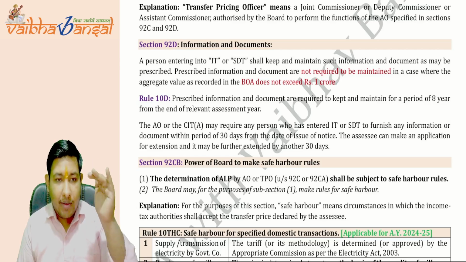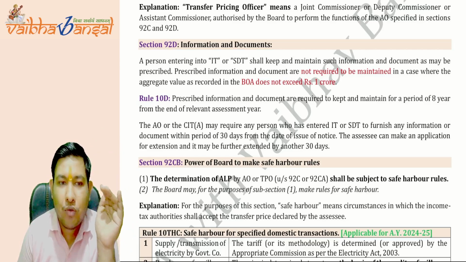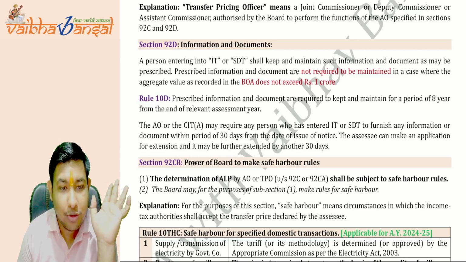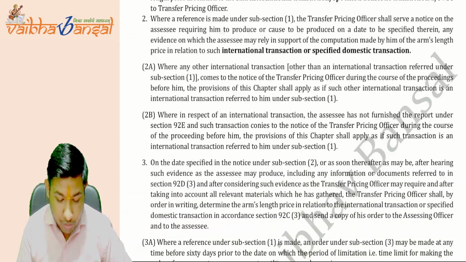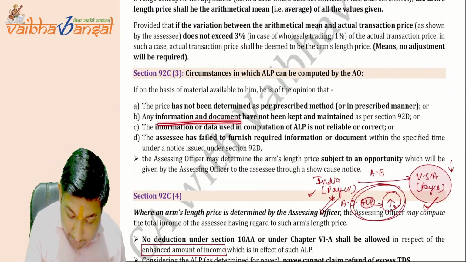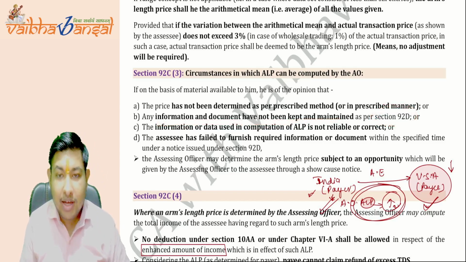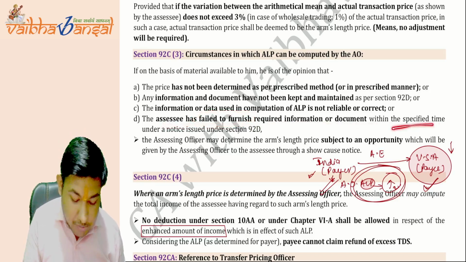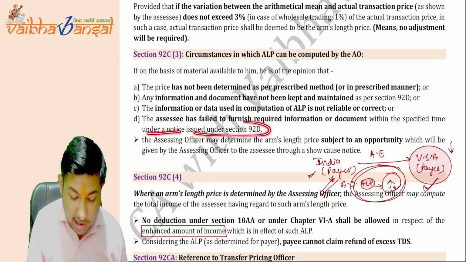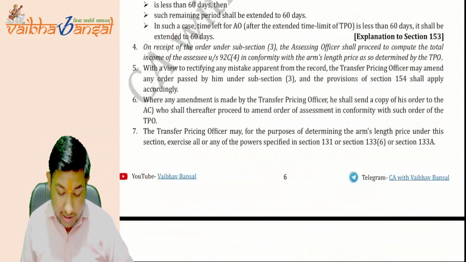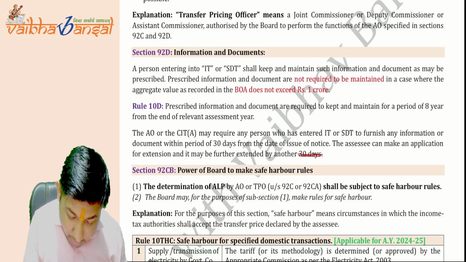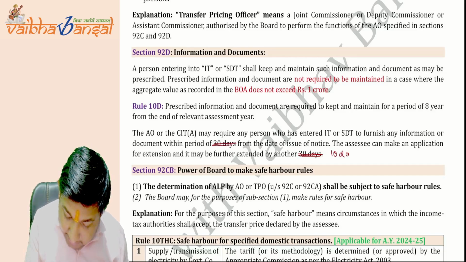Now, above, where I have said in those cases the AO will determine your ALP. I have said to keep information and documents under section 92D for a certain period of time. Is that clear? I have said, if you have just remembered those points, see, the information and documents have not been kept under section 92D. So these are the things: the assessee has failed to furnish the required information or document within the specified time under a notice under section 92D. If these are the things, then what is the time? Just listen to it very carefully. Remove this 30 days, it is 10 days. It is now 10 days.